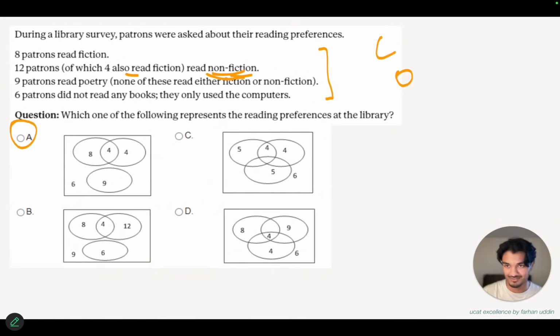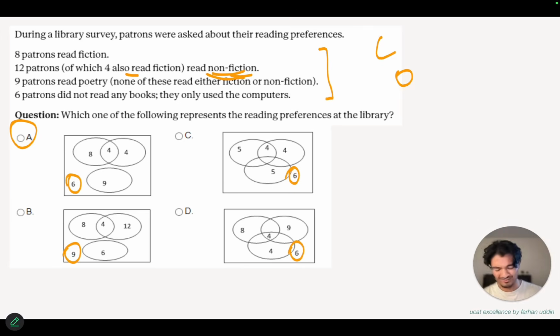And A is our answer, right? But I'm just going to go through the rest of the question just so we're happy. 6 patrons did not read any books. They only used the computers. So we've got 6 on the outside, 6 on the outside, 6 on the outside. So A, C, and D are reasonable answers.